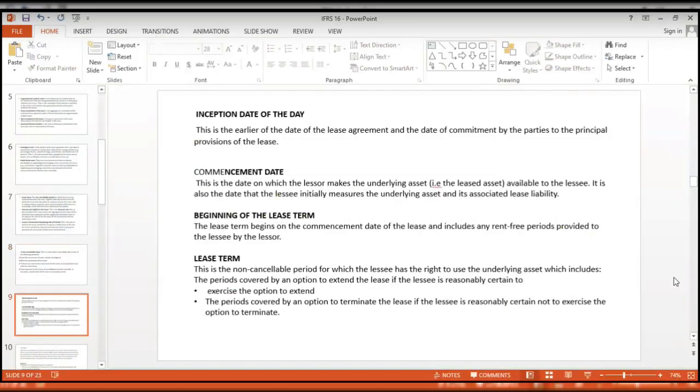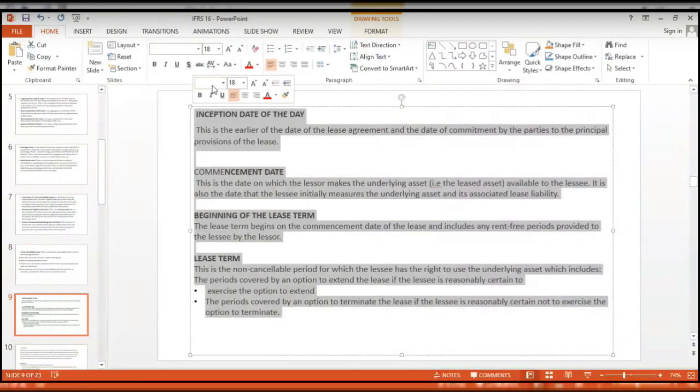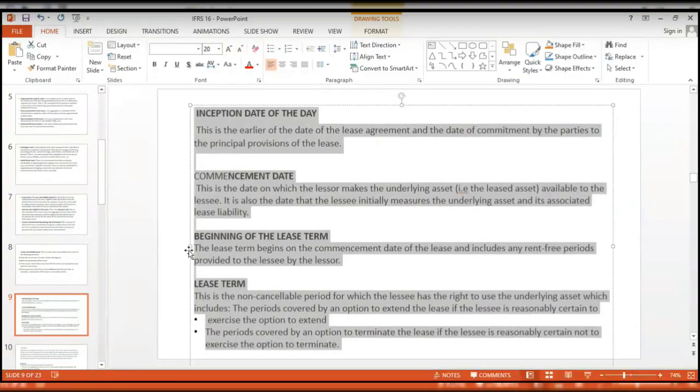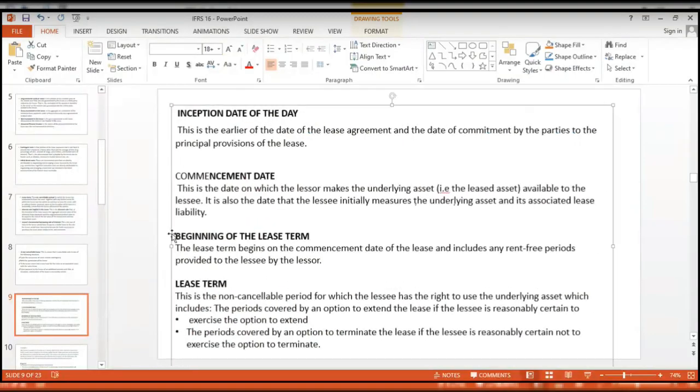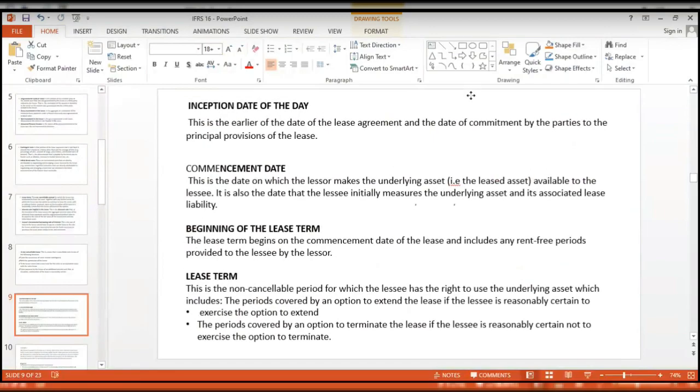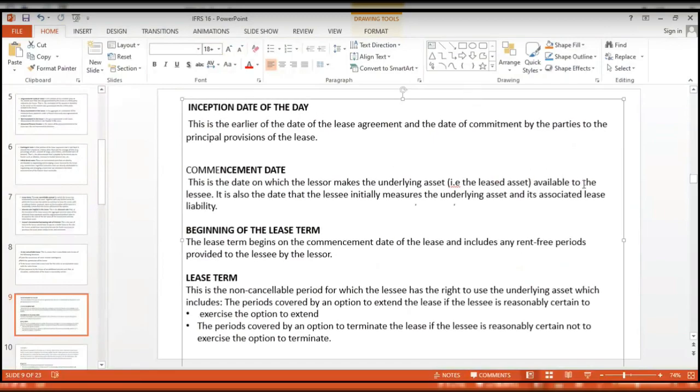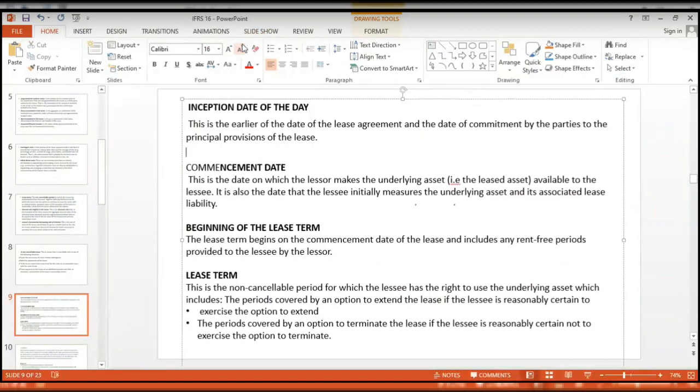So we have here the inception date of the lease. This is the earlier date. We talk about inception at the beginning, we talk about commencement, and we talk about beginning. So let's look at it. When we say inception, there's the earlier of the date of the lease agreement and the date of commitment by the parties to the principal provision of the lease. That's what we call the inception of the lease.